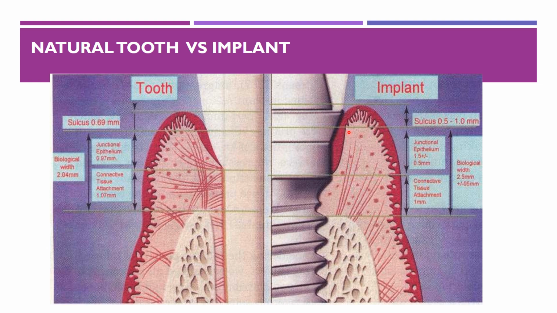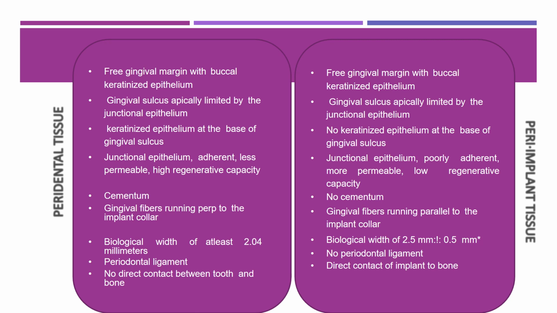And also you can see that increased amount of junctional epithelium, which is more permeable as compared to the tooth surface. So there is junctional epithelium and connective tissue attachment will be more, and the biological width is more in case of implant. So coming to the details of each, there is peridental tissue and peri-implant tissue.